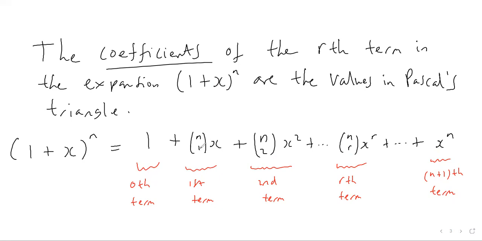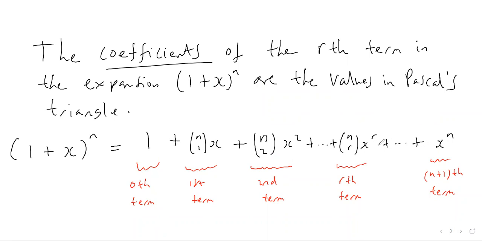The first term is n choose 1. Remember this n choose 1 notation we used for Pascal's triangle. So n choose 1 times x. Sorry, n choose 2 times x squared for our second term, plus all these terms in the middle, and then plus our general term, which is n choose r times x to the power of r, plus all the rest of the terms up to n choose n.